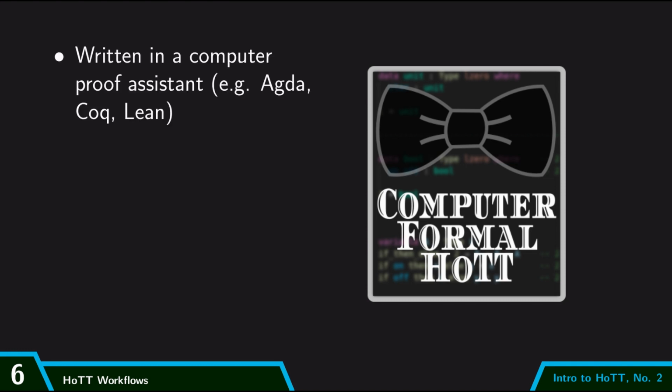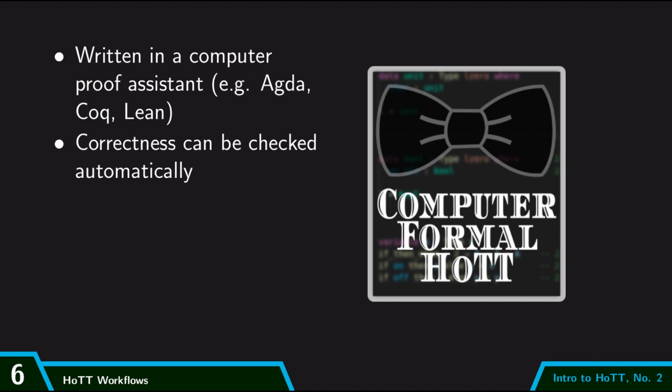Computer formalization is when we write our definitions and our proofs in a computer proof assistant, like Agda or Coq or Lean. And the benefit of doing this is that no matter how long our proof is, it can be checked automatically and quickly by a computer. We don't have to commission a team of experts to pore over it.